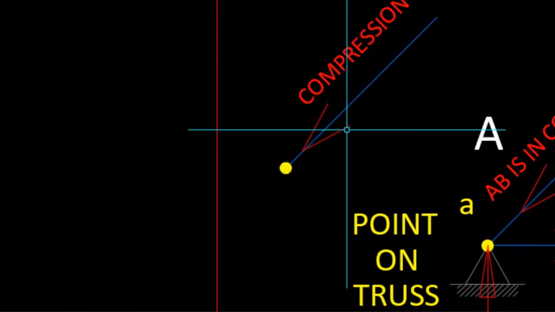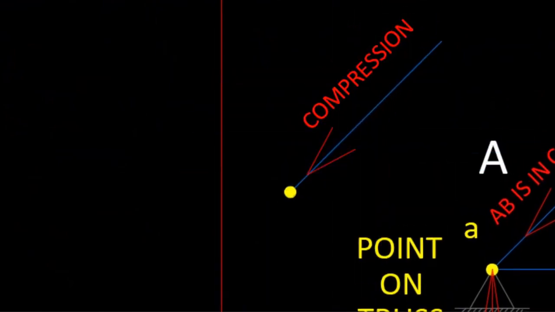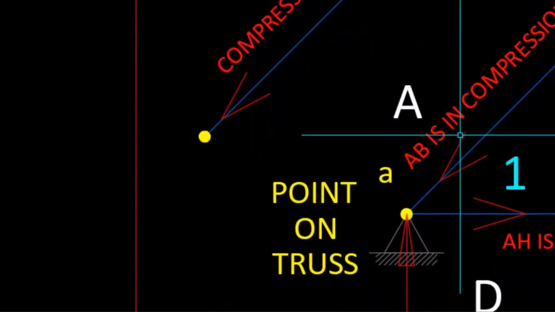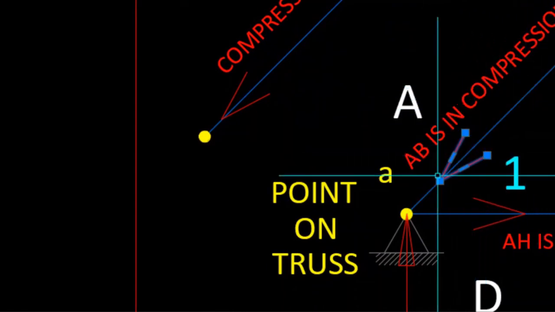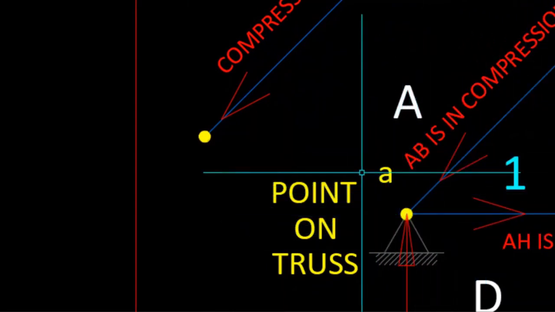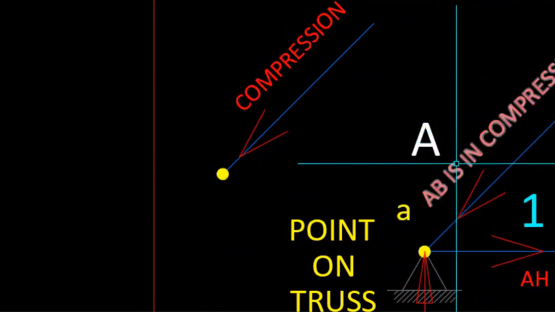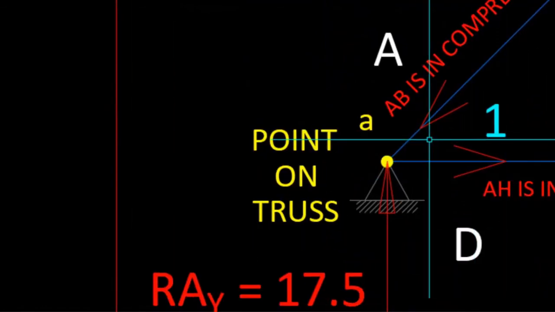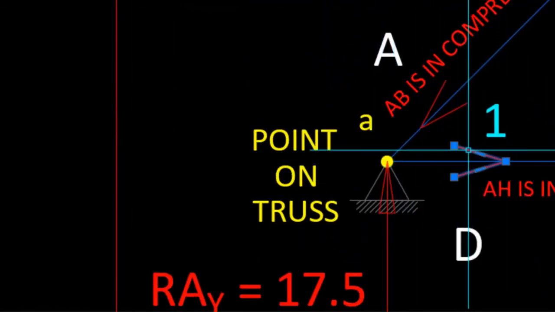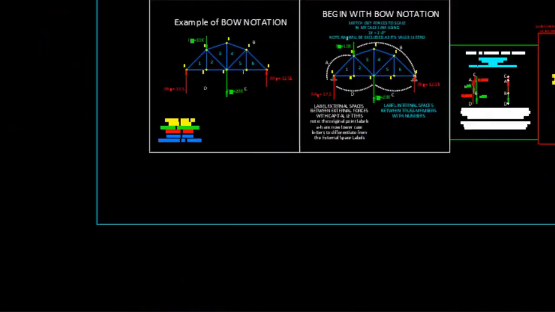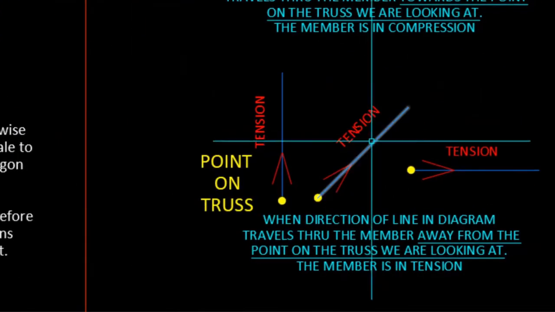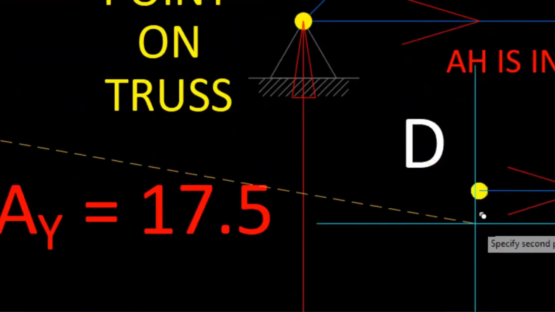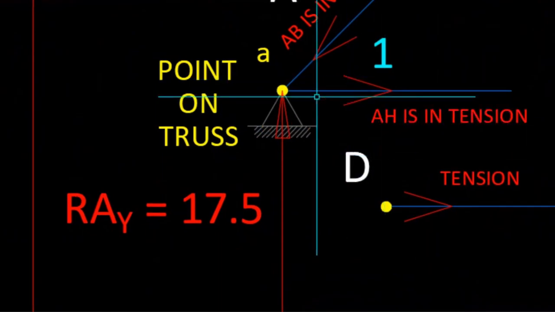So this here closely matches what we have here showing as compression, right? We have the member direction, we have the arrow traveling towards the point on our truss diagram. That means that this force is in compression. And let's go ahead and look at this one. So we have the point on our diagram, and then we have the force traveling away from the point. So that would closely match what we have right here. So again, this force is in tension.